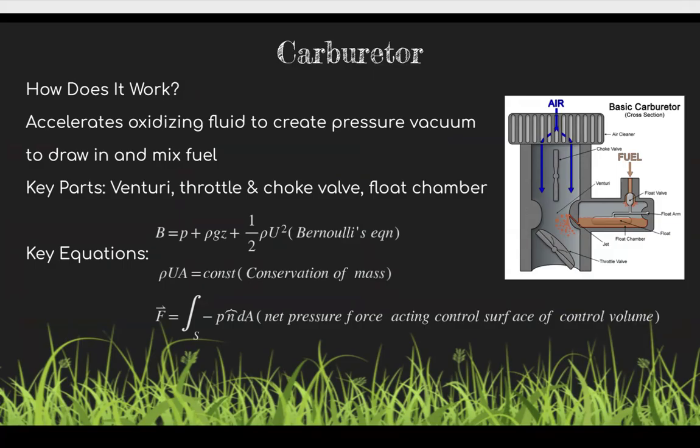Components of the carburetor include the venturi that accelerates the fluid, a choke valve where air enters, a float chamber where fuel is held, and a throttle valve where the air-fuel mixture leaves. The equations used in analysis for carburetors are Bernoulli's equation, the conservation of mass equation, and the pressure force exerted on a control surface.